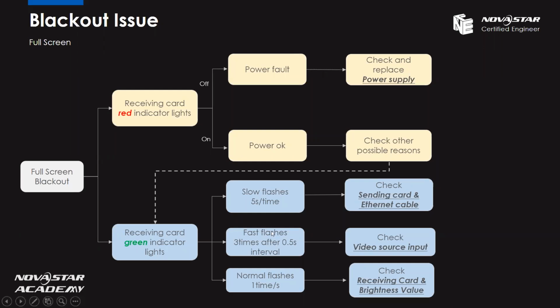Okay, the second situation. If the receiving card green indicator light flashes very fast, 3 times after a half-second interval, this means there is no signal input. We need to check the video source input. And the third situation, if our receiving card green indicator light flashes normally, once a second, it means our receiving card works normally.